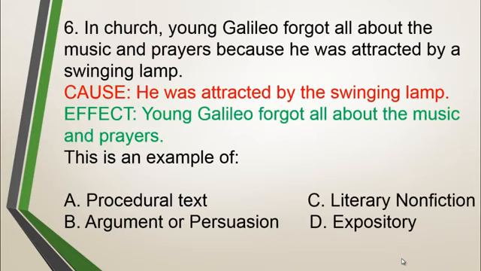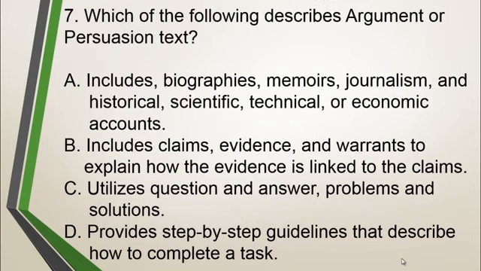6. In church, young Galileo forgot all about the music and prayers because he was attracted by a swinging lamp. Cause: he was attracted by the swinging lamp. Effect: young Galileo forgot all about the music and prayers. This is an example of A. Procedural text. B. Argument or persuasion. C. Literary nonfiction. D. Expository.